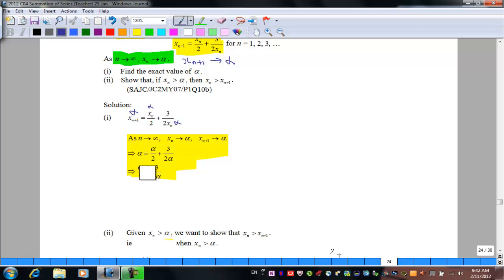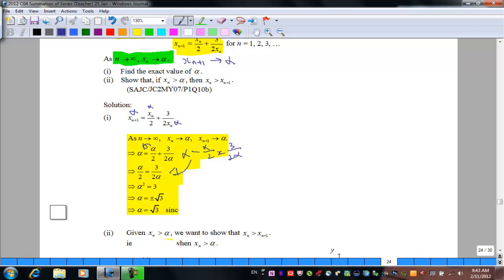So first, I bring this term over. Okay, so I have alpha minus alpha over 2 equals to 3 over 2 alpha. And so I have this line over here, okay? Alpha over 2 is equals to 3 over 2 alpha. Now, making alpha the subject, I have alpha squared equals to 3, and so alpha equals to plus minus root 3.